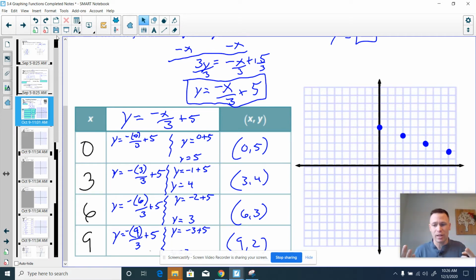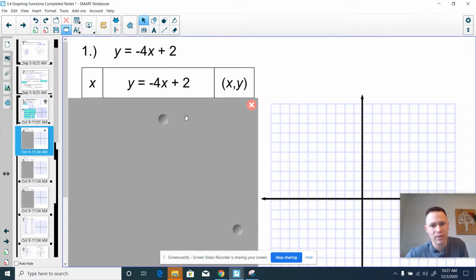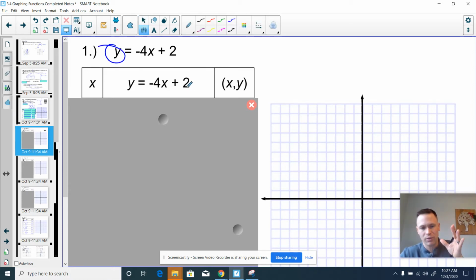We take the domain that we're given, we substitute values into the function, right? We have our x values, we put them into the function, we get our y values, and then we just graph the coordinate points. That's really all there is to it. So here's an example of the same thing. I have my function y is equal to negative 4x plus 2. Since this already has y by itself, I don't have to solve for y. This is a good one, okay?